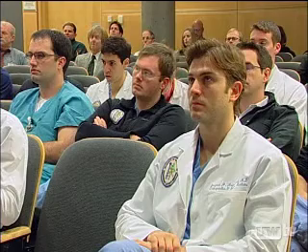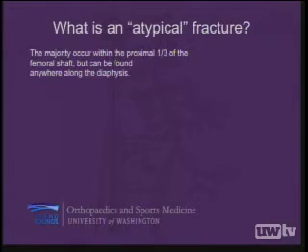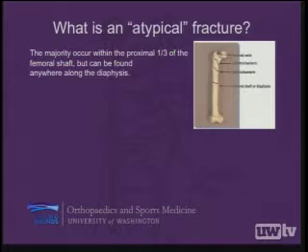So what do we mean by atypical fracture? The majority of these occur within the proximal 1/3 of the femoral shaft, but they can be found anywhere along the diaphysis. So they're not femoral neck, they're not intertroch, they're not the classic hip fractures that we worry about in older women with osteoporosis. This is a diagram, again, of the general anatomy of the femur. So they're anywhere between the subtrochanteric area down into the femoral shaft or diaphysis.